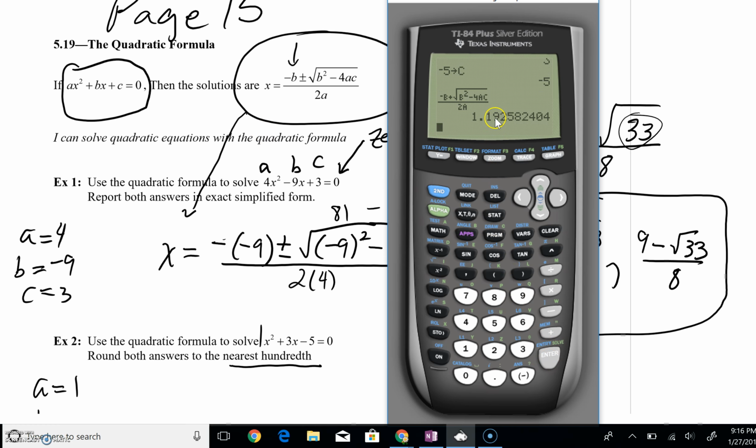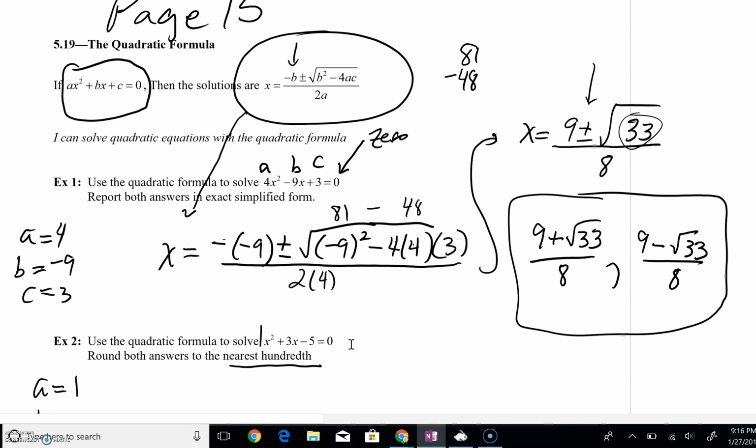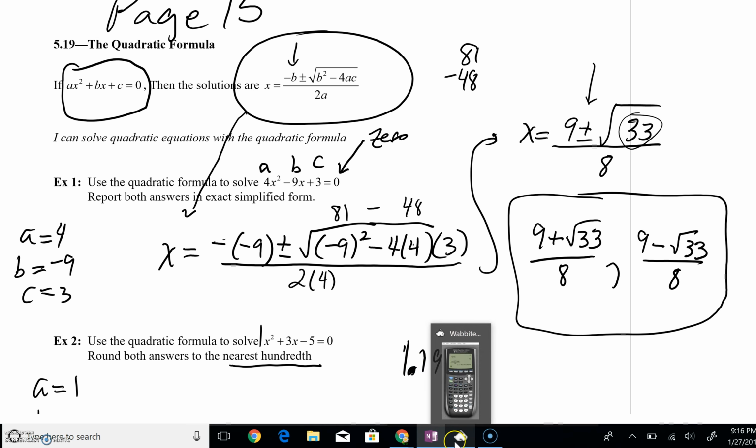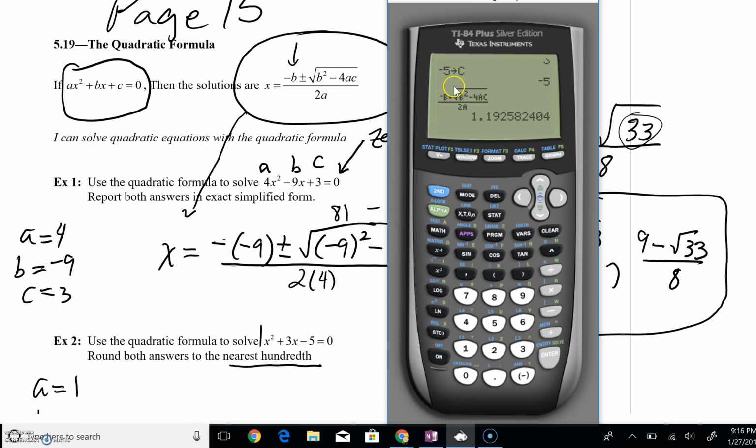To 2 decimal places, we've got 1.19. So I'm going to write that down here. We've got 1.19. But there's a second answer. We're going to have opposite b minus this as well.